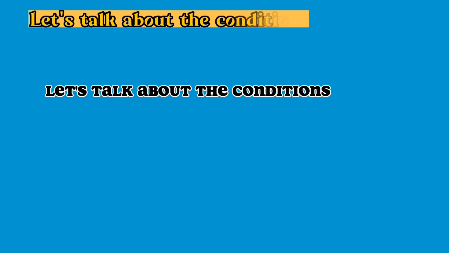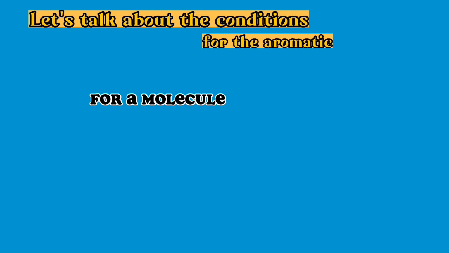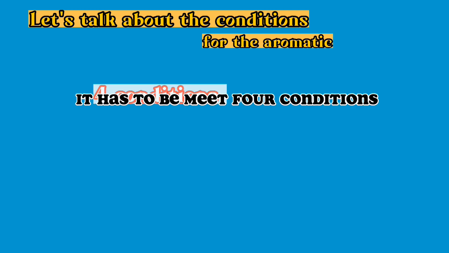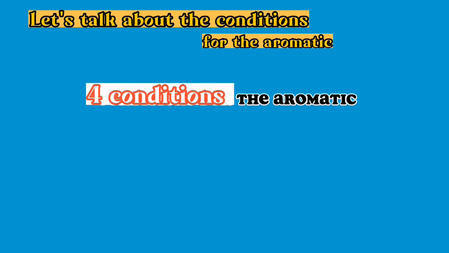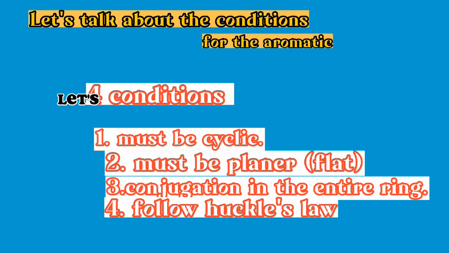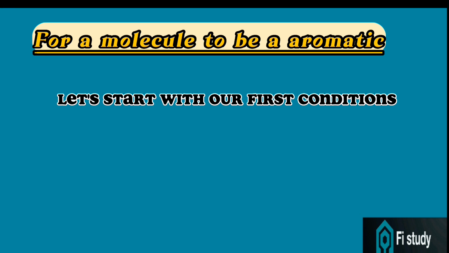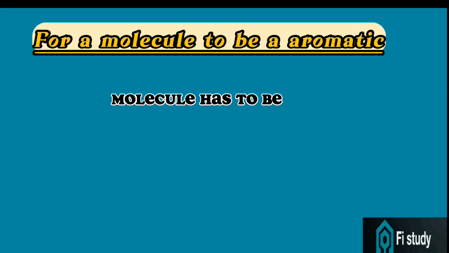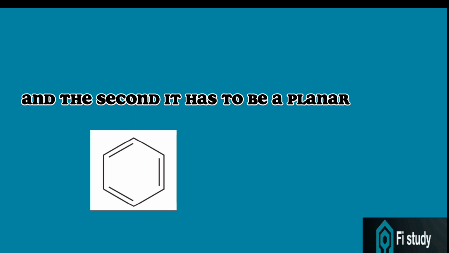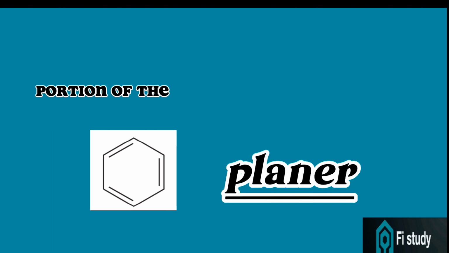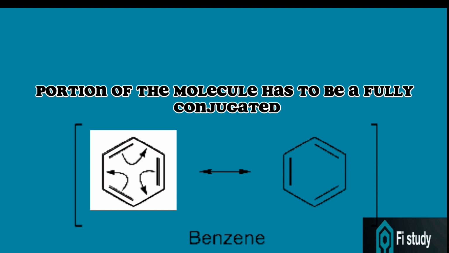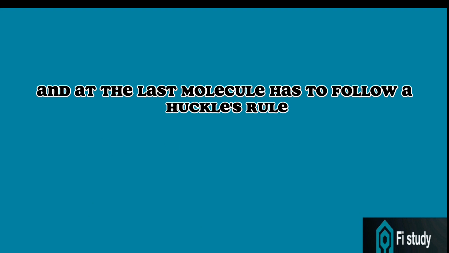Let's talk about the conditions for aromaticity. For a molecule to be aromatic, it has to meet 4 conditions. You have to learn all 4 conditions by heart. Let's start with our first condition. The molecule has to be cyclic, second, it has to be planar, and the ring portion of the molecule has to be fully conjugated. And at last, the molecule has to follow Huckel's rule.